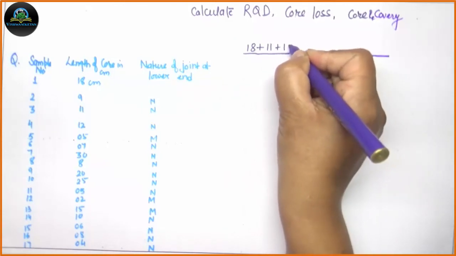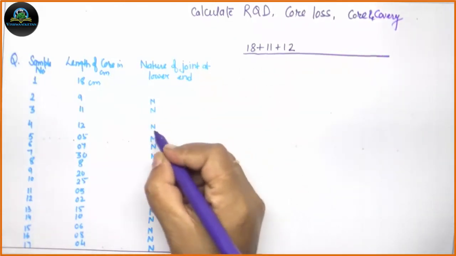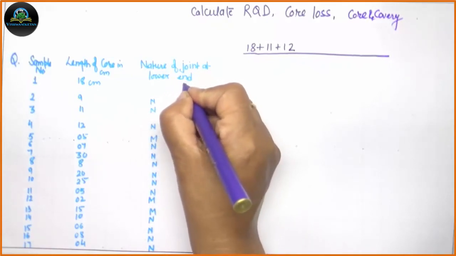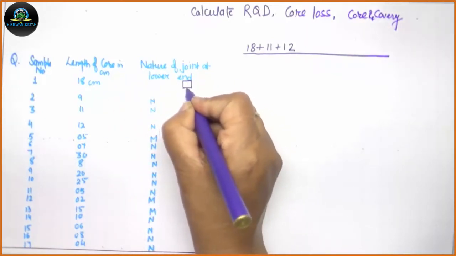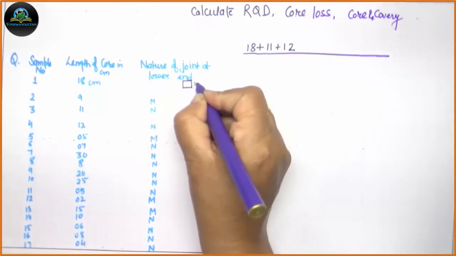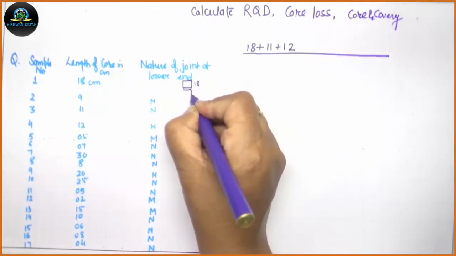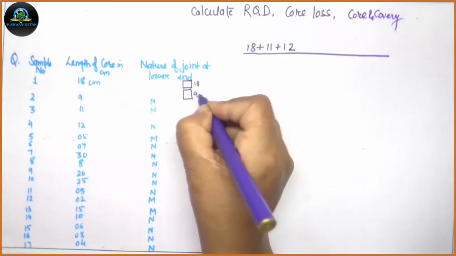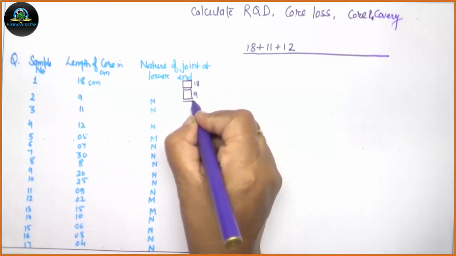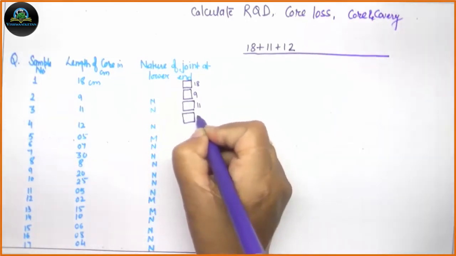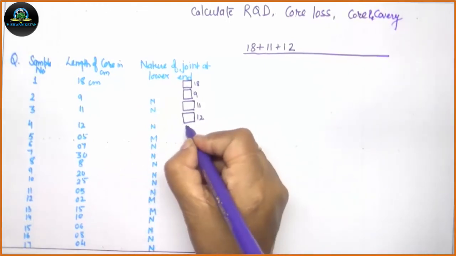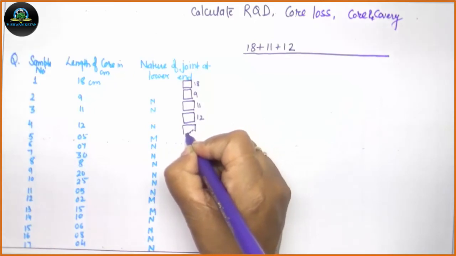Then plus 12 centimeter. Now coming to this point, if I draw it, it will be like this: 18 centimeter, because it has a natural joint, so it will have a smooth edge, smooth base. Then 9 centimeter, again natural. Then 11 centimeter, again natural. Then 12, again natural. Then 5 centimeter, which has a mechanical joint.